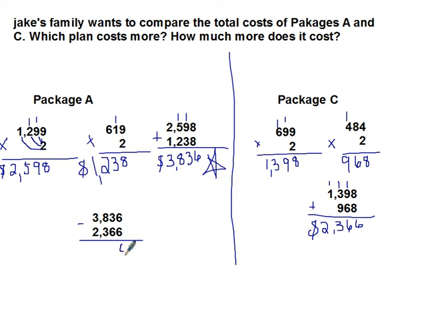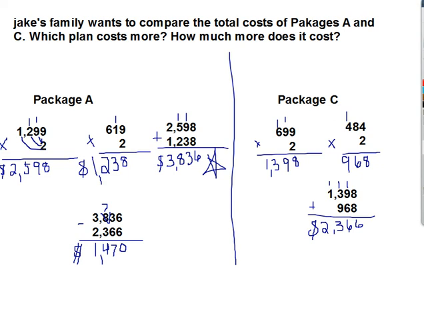6 minus 6 is 0. You can't take 3 minus 6, so you have to borrow from the 8, make it a 7, bring over that 100 to the 10, and then we have 13 minus 6. Okay, 7, and then we have 7 minus 3, 4, and then we have 3 minus 2, which is 1. Okay, so the difference is $1,470. That's the difference between package A to package C. That's a lot of money if you ask me.